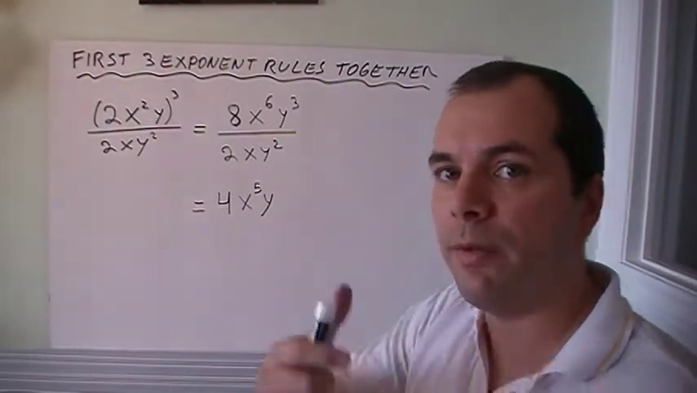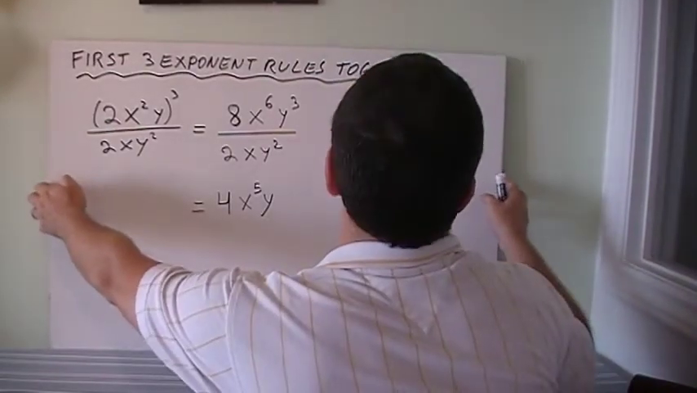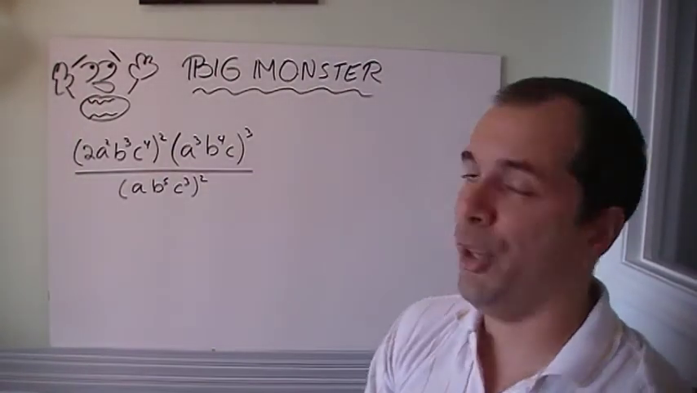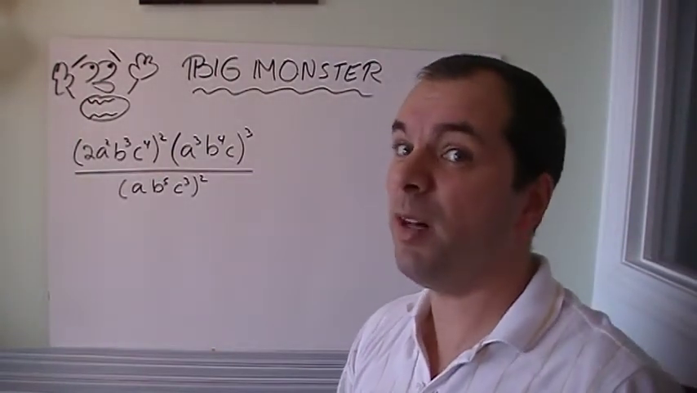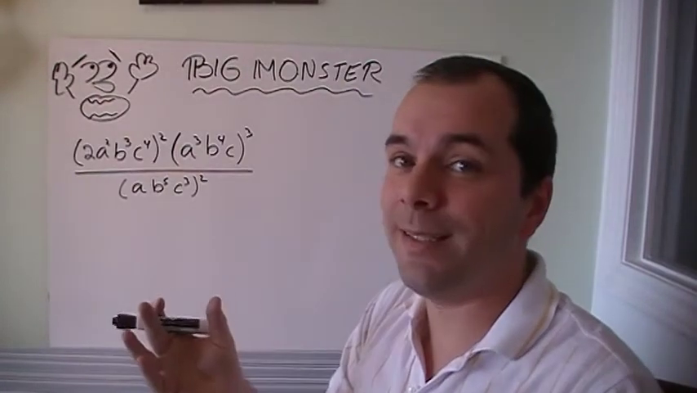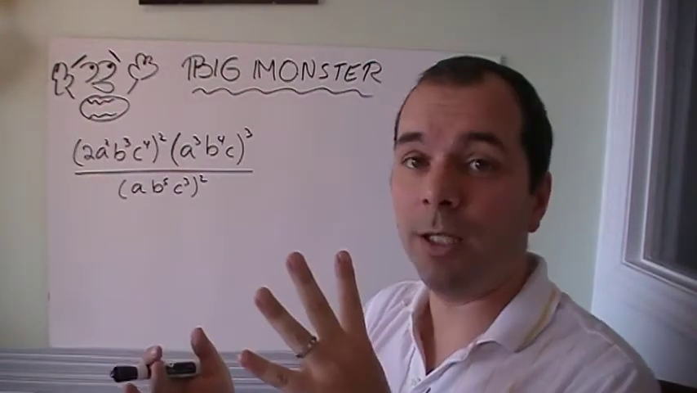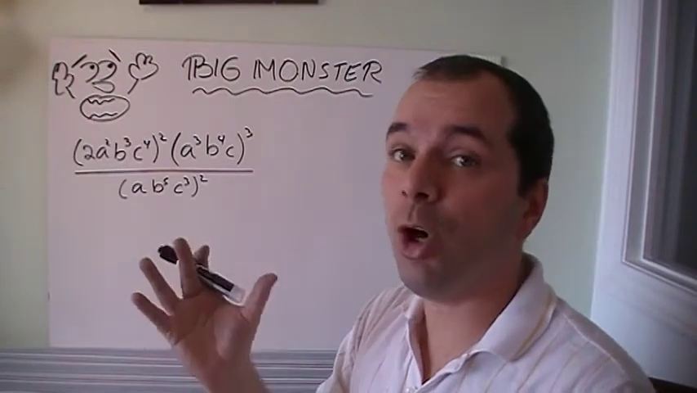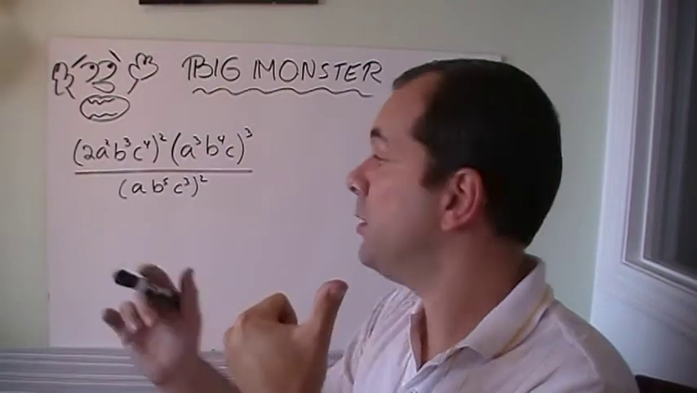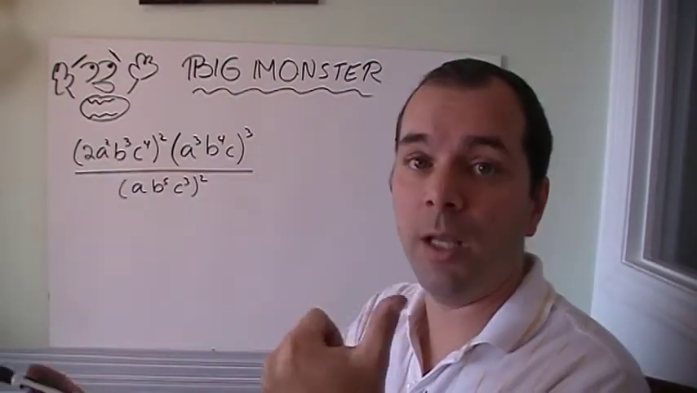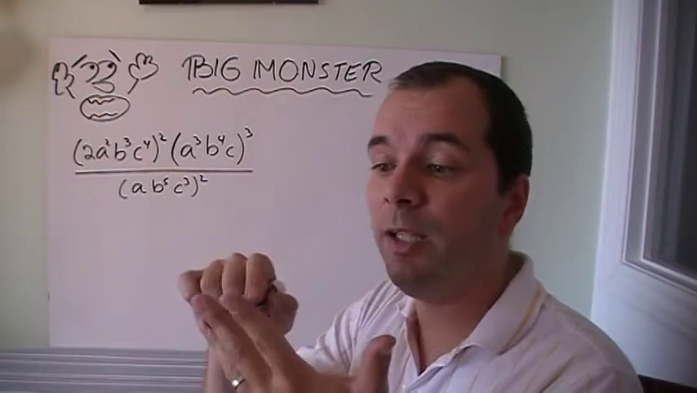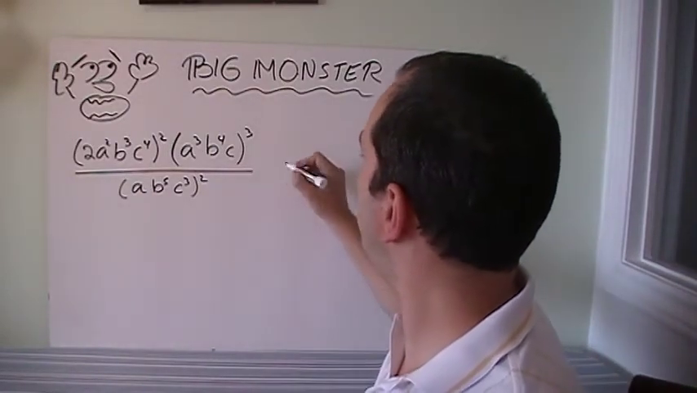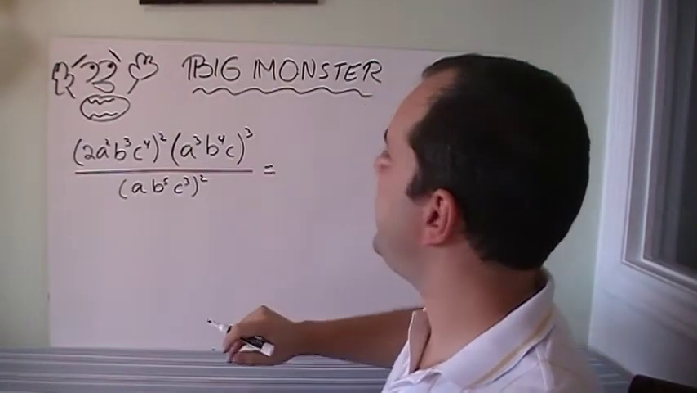Okay, so let's see what a more difficult example would look like. And we're going to call this the big monster. But it's not really a big monster. It's actually 3 little easy, or actually 4 little exponent questions all together. So I got the numbers, so that's 2. That's it, one number. I got the A's, the B's, and the C's. And if I look at them separately, this is going to be pretty easy. Let's go ahead, and I'm going to go across, and let's see what we can do.